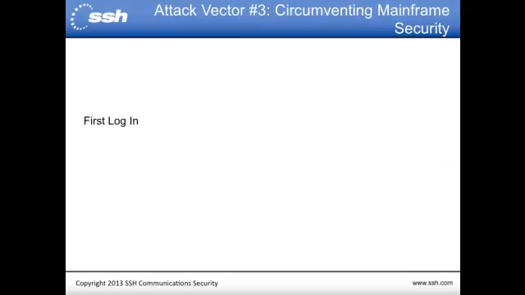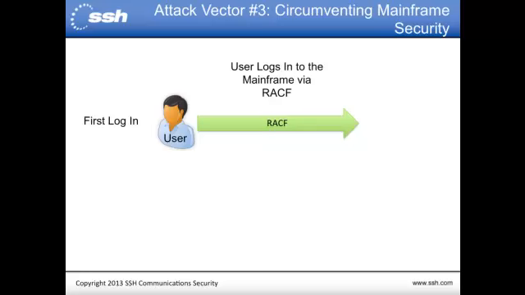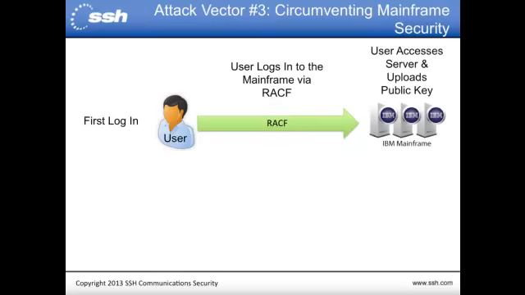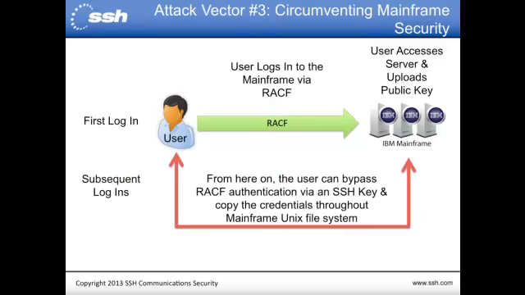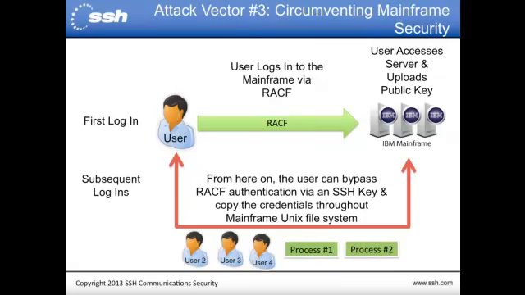Yep, I think along a similar line, attack vector number 3 that we can discuss briefly is circumventing mainframe security. I know that mainframe has been utilized forever because it's considered the security workhorse. It's very, very strong, but in this case, a user can log in through RACF to the mainframe, and do the same thing, upload the public key. And of course, from here on, the user can bypass RACF authentication via an SSH key and copy the credentials throughout the mainframe Unix file system. At that point, they can also give copies of that key out to different users and processes, which can then access the mainframe.